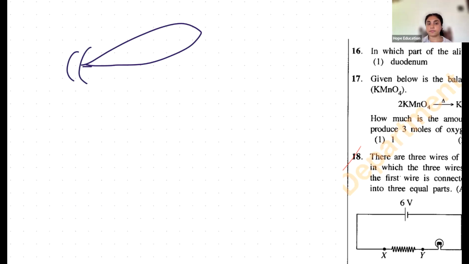What does lipase do? Converts lipids to fatty acids and glycerol. Yes. Lipids are converted to fatty acids and glycerol. So that is one of the enzymes secreted by the pancreas to the duodenum. There are two more enzymes. Which are they? Enzymes secreted by the pancreas to the duodenum.